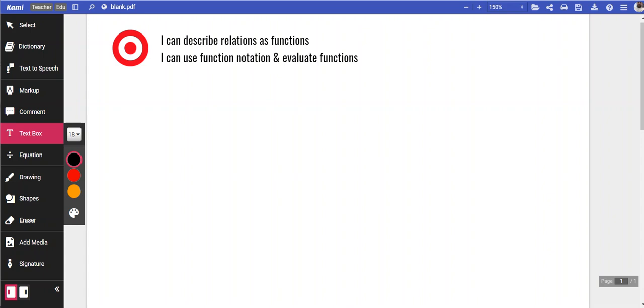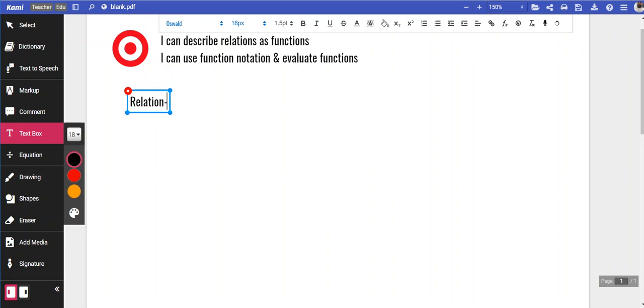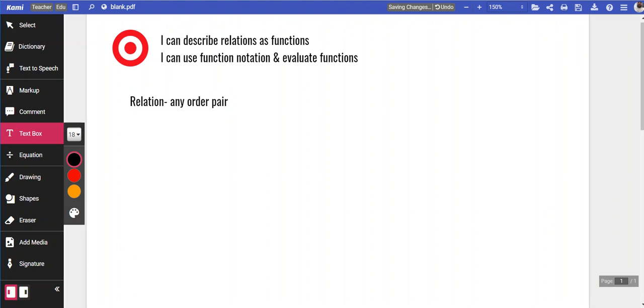So the first thing I want to talk about is relation. So what is a relation? A relation is basically any ordered pair that you can think of. So you can actually represent it in four ways.